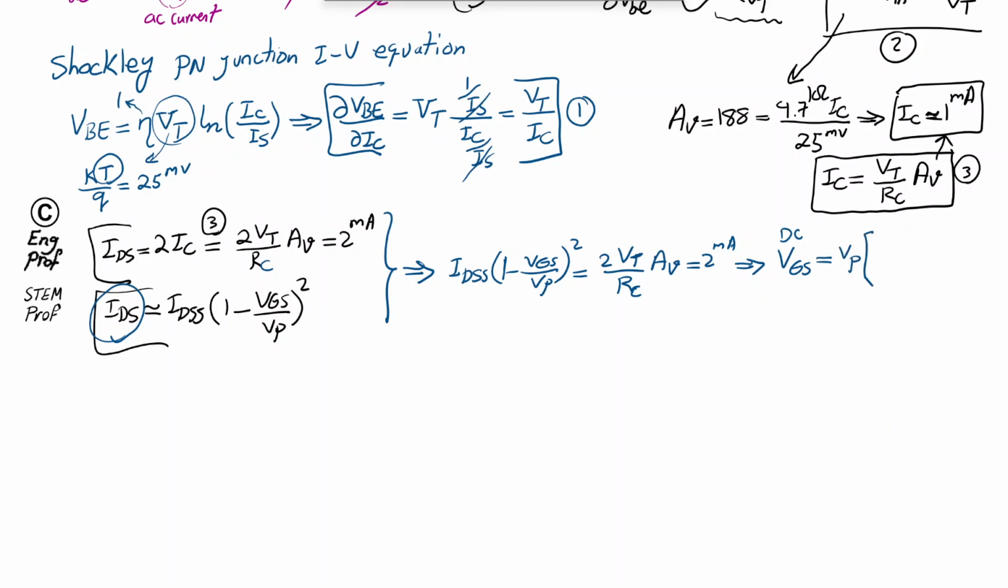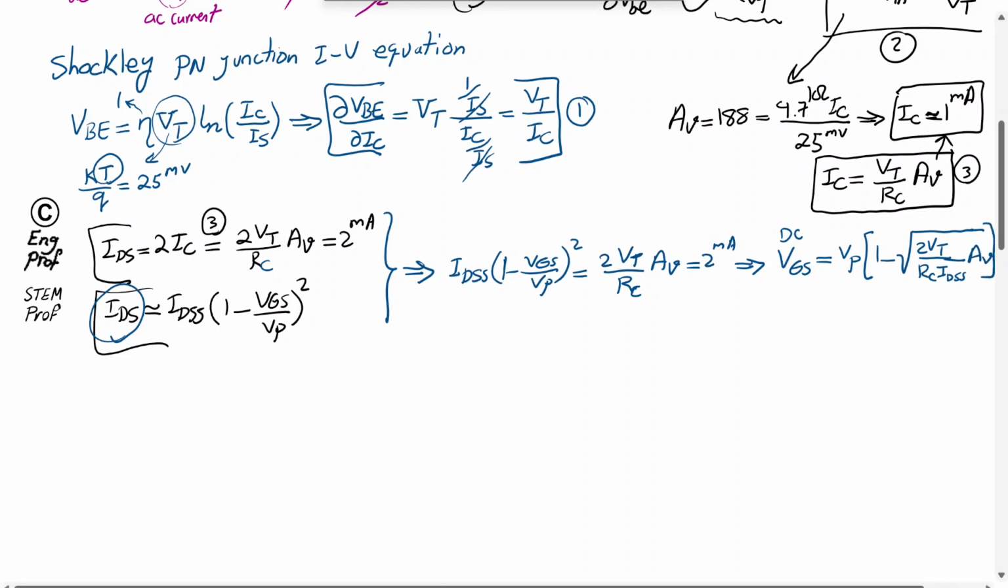just VP times (1 minus square root of, just making sure that I'm not missing something, 2 VT divided by, let's say, RC times IDSS times AV). So that is the general formula that we end up having in this example for the value of the DC of VGS of the JFET transistor.